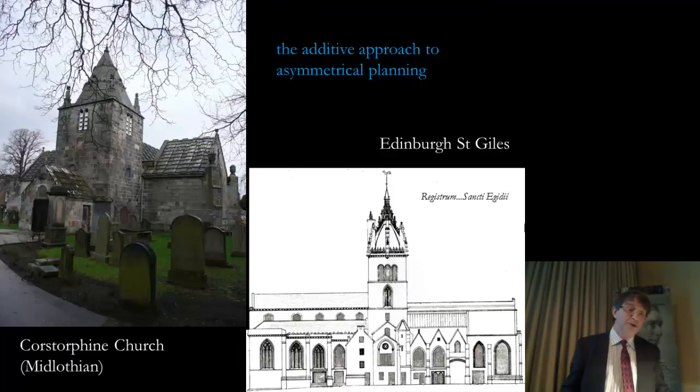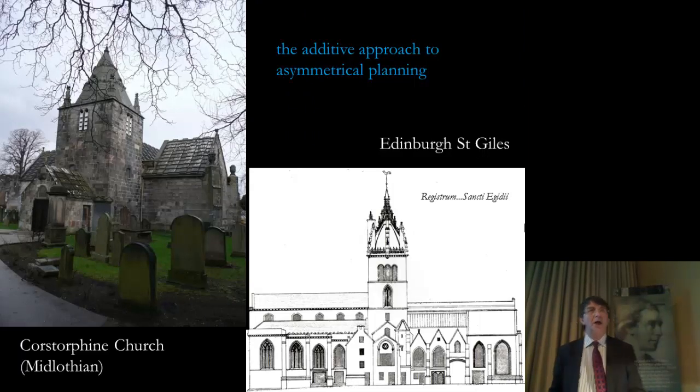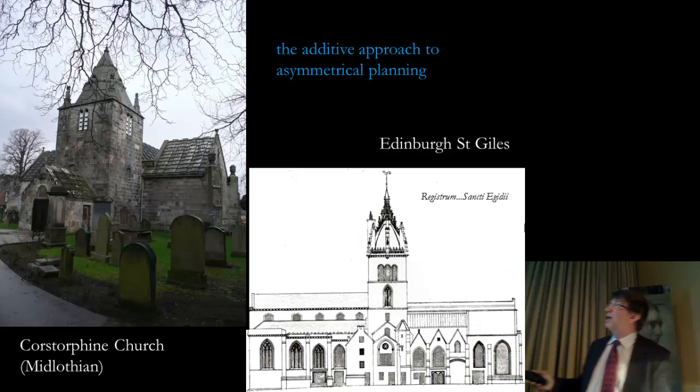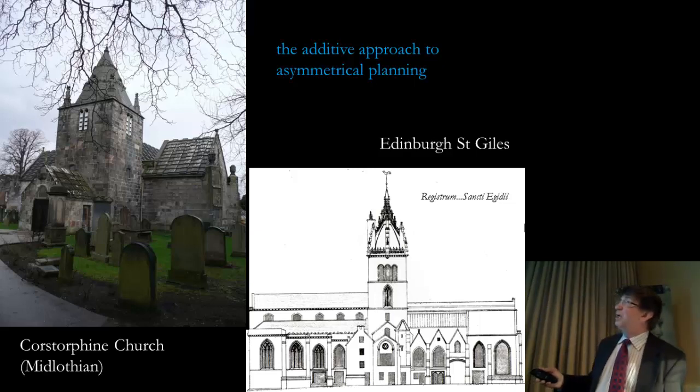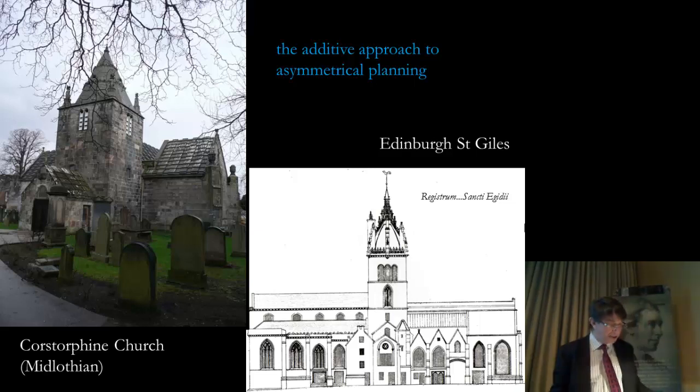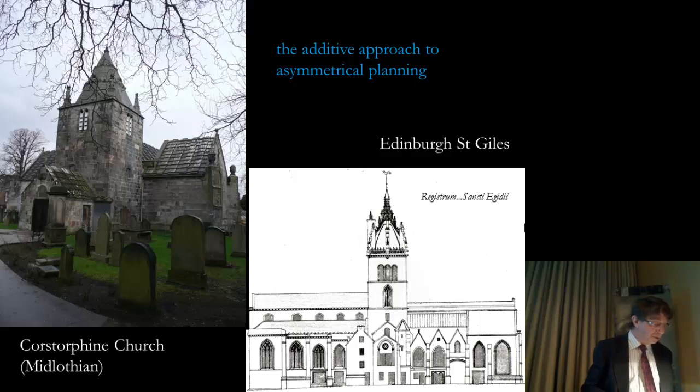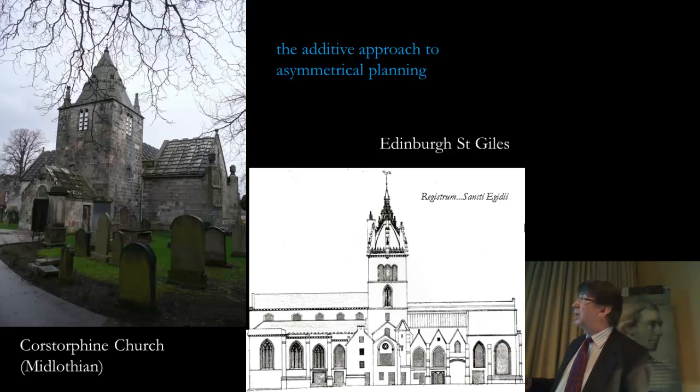And then, of course, there are all sorts of other ways in which symmetry was simply not a consideration at all. We've seen Corstorphine once or twice for a variety of reasons, but here you can see how the aisle that was provided for Sir Adam Forrester in the very early years of the 15th century just simply projects lopsidedly to one side of the building, with no sense that this was in any way inappropriate.